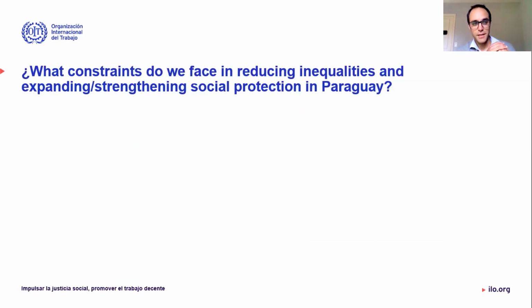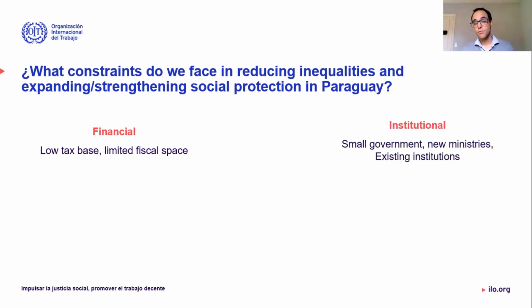So when we seek to expand and strengthen social protection in Paraguay and reduce inequalities, what constraints do we face? I say one is financial. Paraguay has a very low tax base, and this points to both Alba and Coco's points about the financing mechanisms. It means a very limited fiscal space to expand expenditure. Another one is institutional. The ministries I mentioned are relatively new and relatively small. So the capacity of the government to develop plans, to implement programs, and to reach the different parts of the country, particularly more isolated parts, is relatively limited.